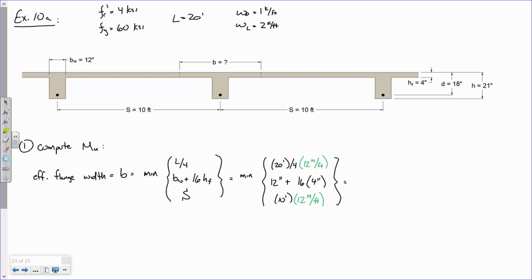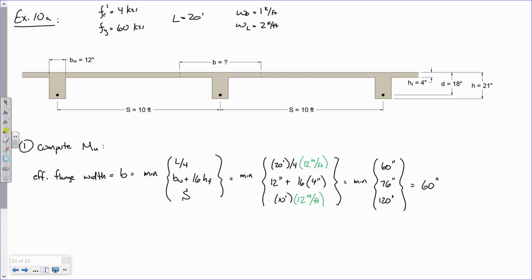Well, let's do each one. So the top one, 20 divided by 4 is 5. 5 times 12 is 60. 12 plus 16 times 4. 16 times 4, yep. And this one is 120. So this is 60 inches. Does that make sense? All right.